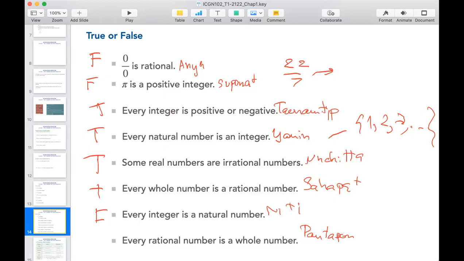Whole numbers start from what number? 0, 1, 2, 3, 4, 5, and so on, right? But some rational numbers can be converted to fractions of integers. Some of them are non-terminating numbers, right? For example, 2 over 3 is a rational number, but it is not a whole number. That's why this one is false.